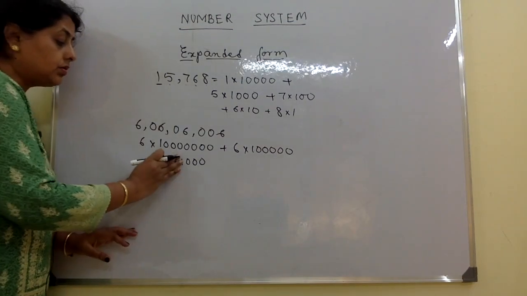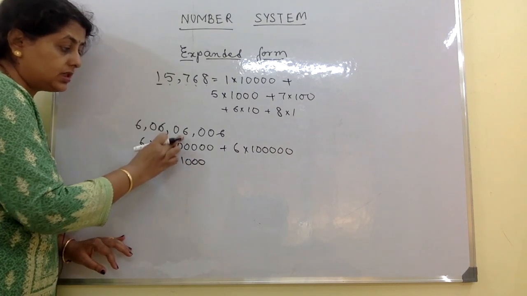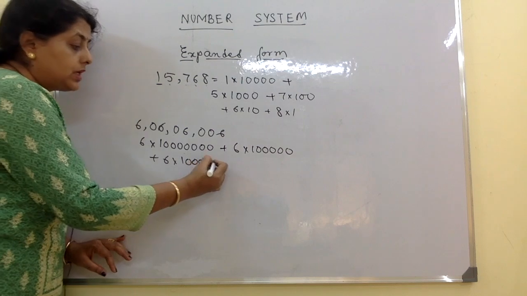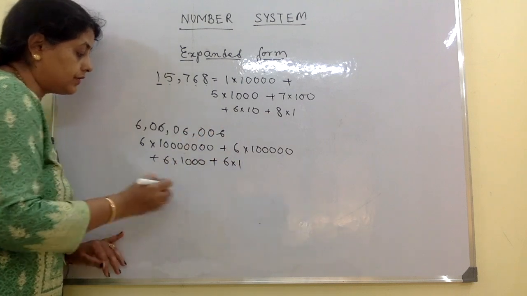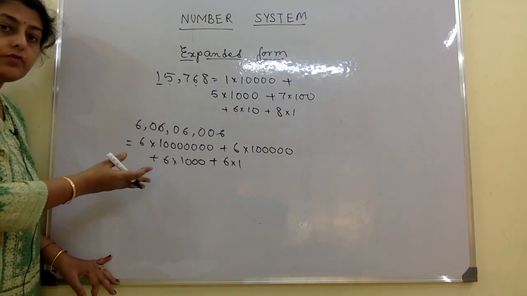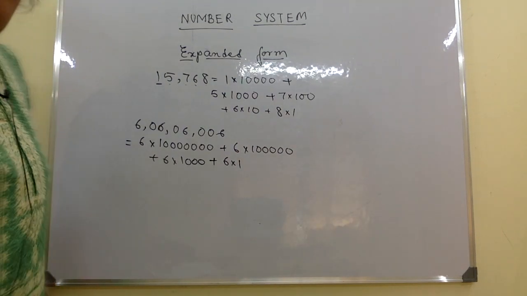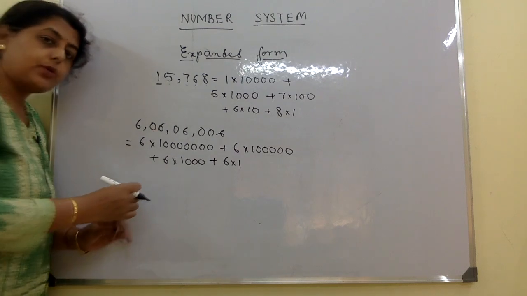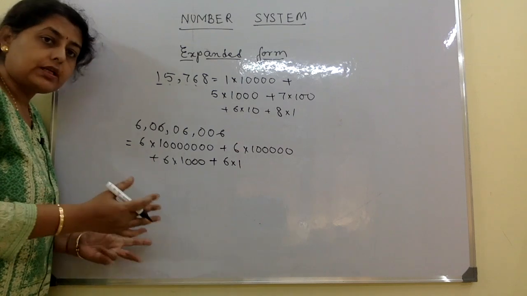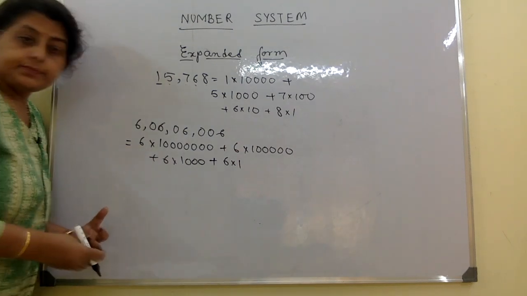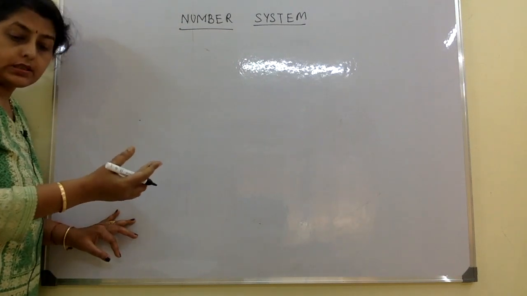Remember, it's not 60,000. So 6 into 1,000. Remember, it is not 60,000, but it is 6,000. Plus nothing in hundreds, nothing in tens. So 6 into 1 straight away. So this is the expanded form of this. I'm trying to do two sums from each of the mains, so that should help you to do the entire exercise. Now in this sum, they have given in the expanded form and I will write in the condensed form.